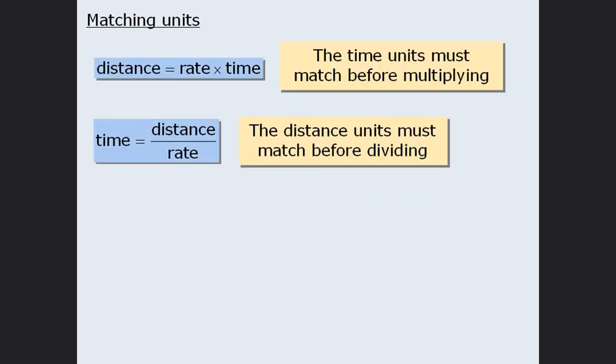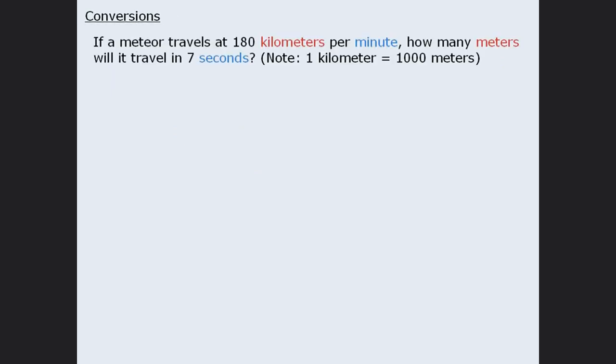Now, as we have seen, the distance formula and time formula require some matching units before we can perform any calculations. So if the required units do not match, we must perform some kind of conversion before calculating. Take the following question. Here we are told that a meteor is traveling at a speed of 180 kilometers per minute, and we want to determine how many meters the meteor will travel in 7 seconds.